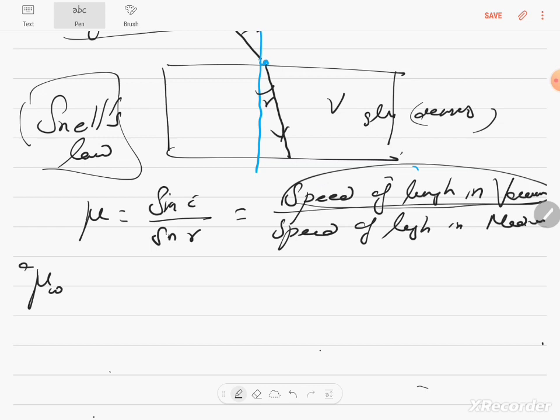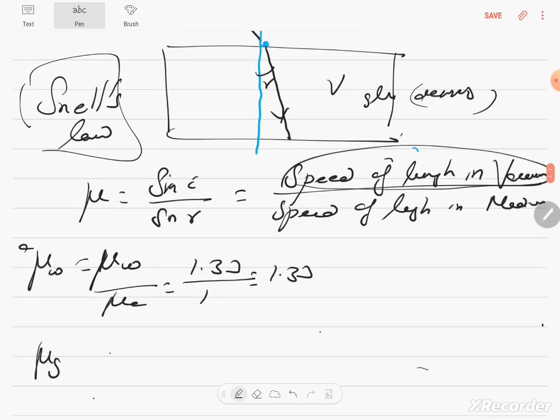Light rays coming from air into water. You are writing the refractive index of water with respect to air, which is mu of water by mu of air. Mu of water is 1.33 and mu of air is 1, so the answer is 1.33.